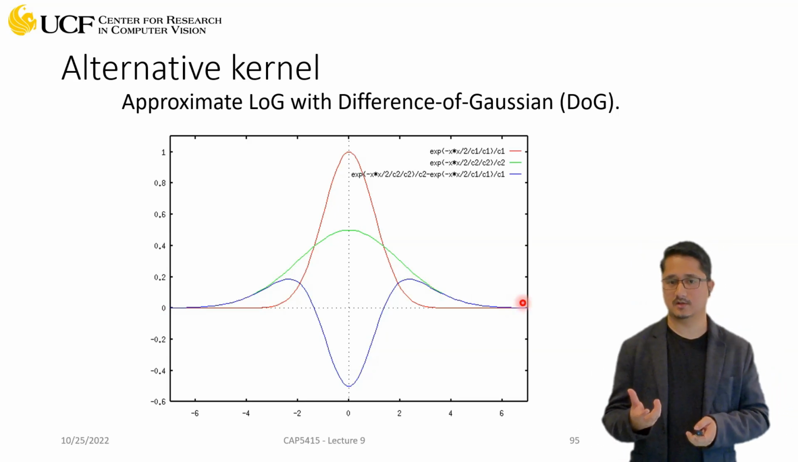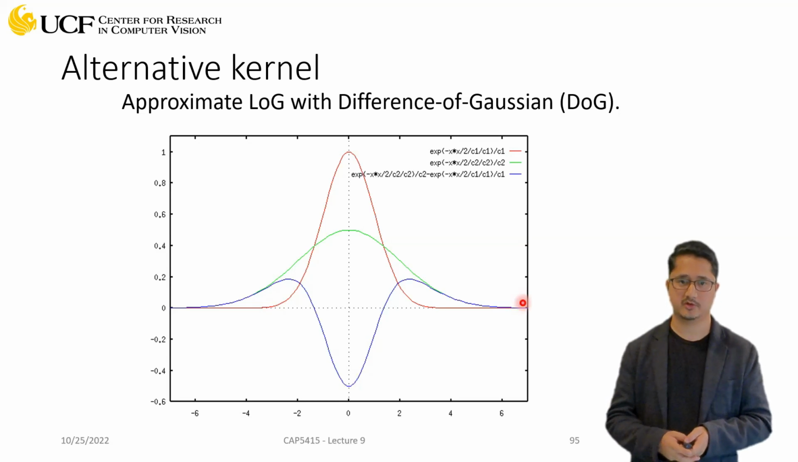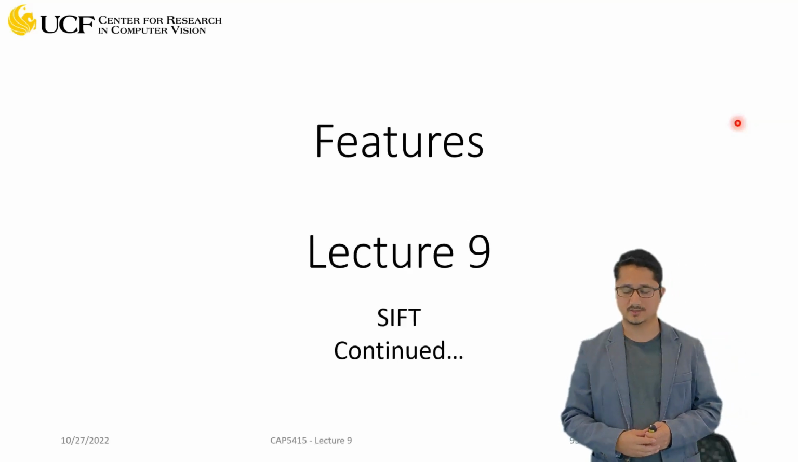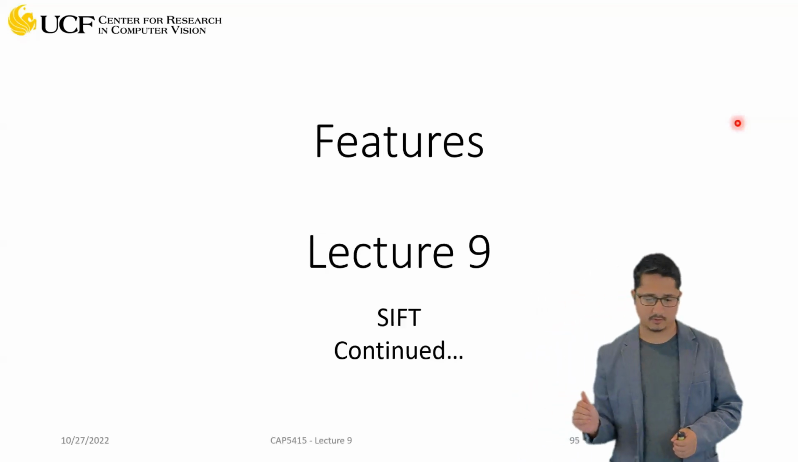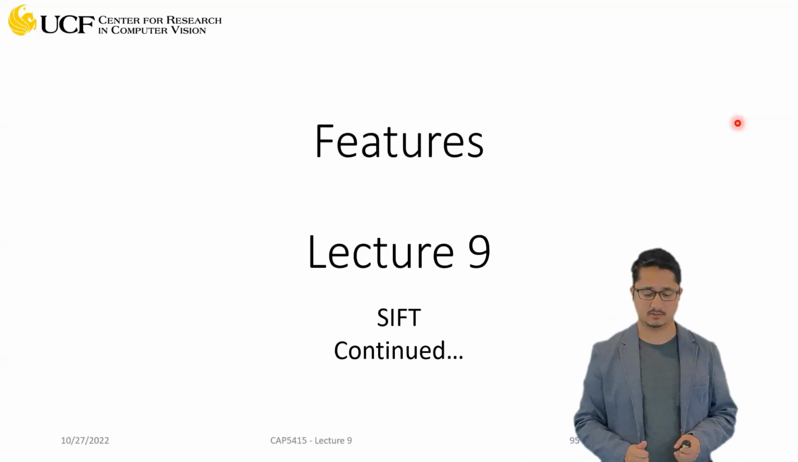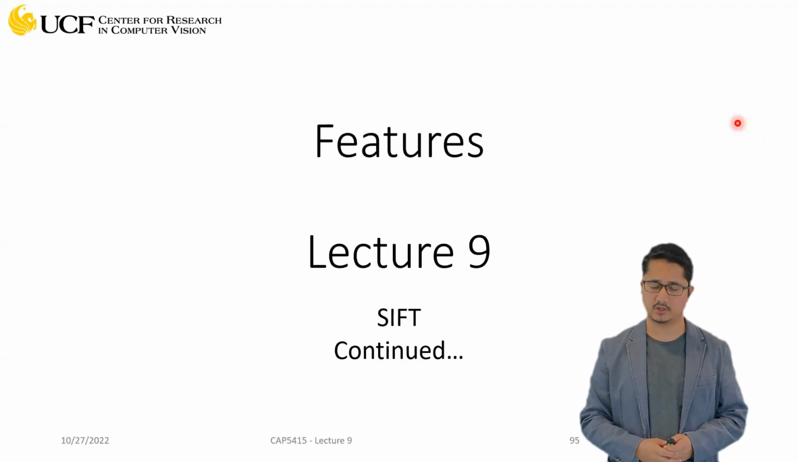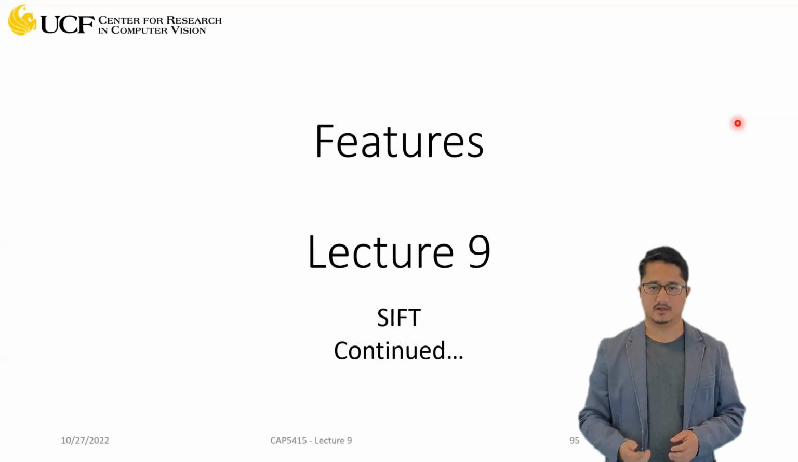So this you can use in place of your Laplacian of Gaussian. It saves a lot of computation cost. This is the last segment we have for the lectures on features. Last time we were talking about SIFT features, so we'll finish that segment today. And I think that's the last segment for this lecture.